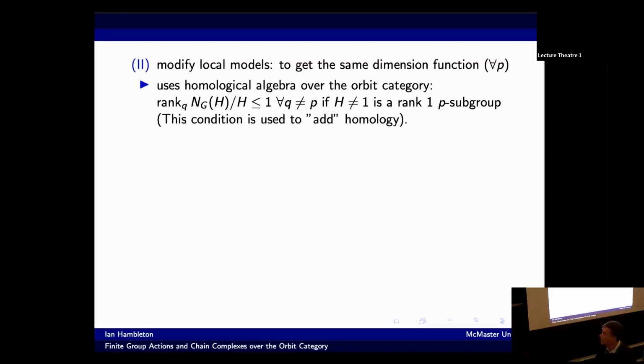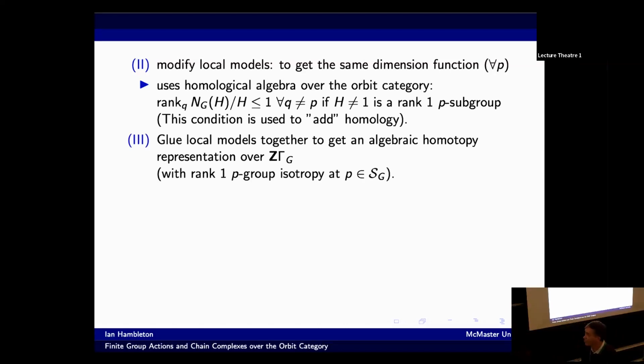Okay, so this is where that condition, which I said, the P.A. Smith condition, comes in. And we use the chain complexes over the orbit category to actually do this. This is really just a kind of bird's eye view, I think, of the process here.